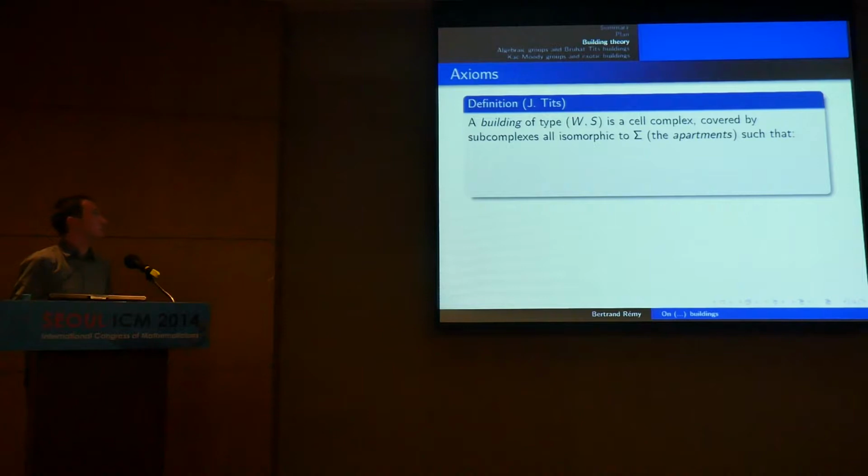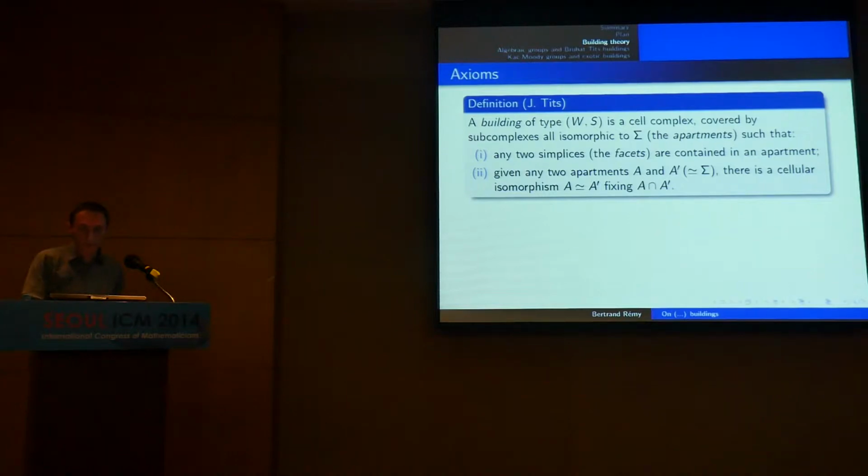So given a Coxeter system as before, a building is a cell complex covered by subcomplexes, which are requested to be all isomorphic to the Coxeter complex, and which will be called apartments. And I request two incidence axioms. The first one is that any two simplices, which will be called facets, have to be contained in an apartment, in a suitable copy of the tiling. This is the first incidence axiom, so to speak.